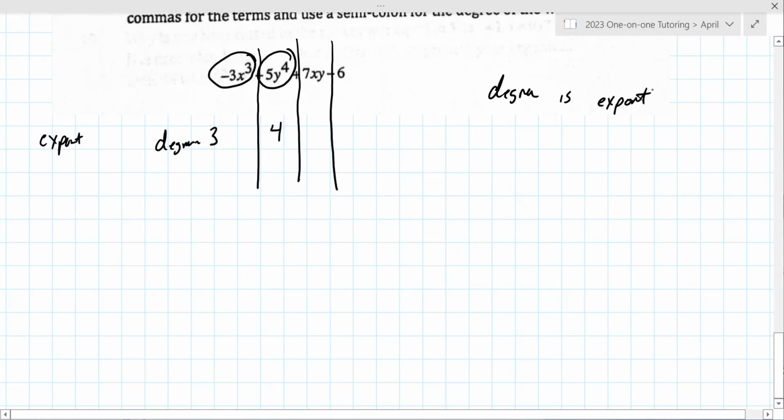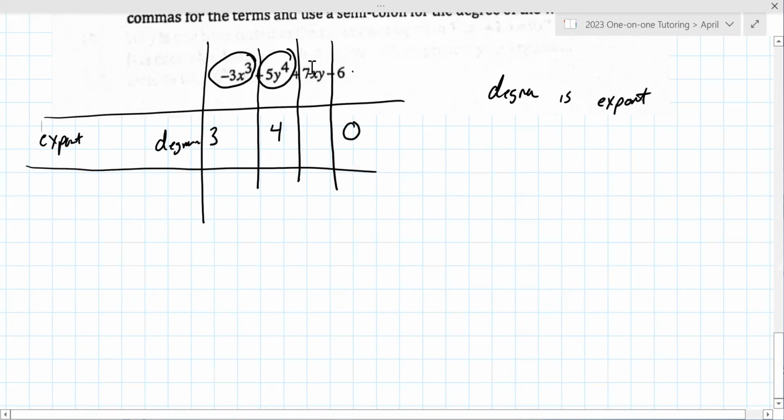That makes sense. Okay. Now, on the last one, 6 here, does it have an exponent? Is there an x or a y to a power? No. So its degree is 0. Okay, and that leaves this middle one here. So when there's 2 variables, you add the exponents. 2 or more, I should say.